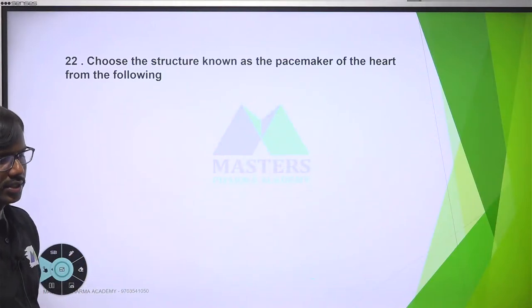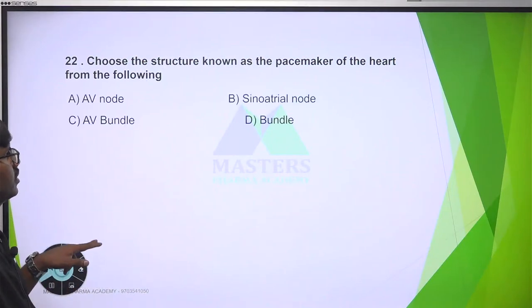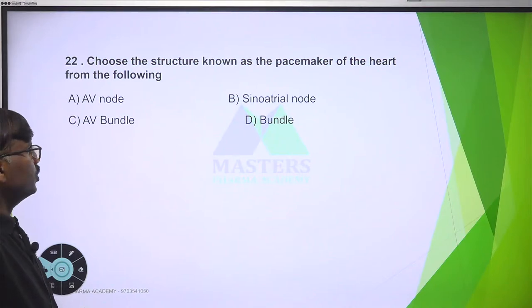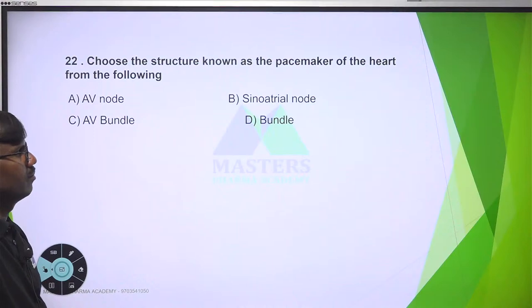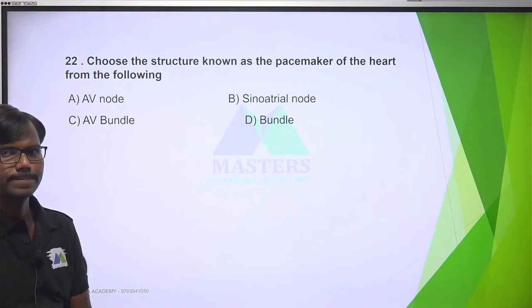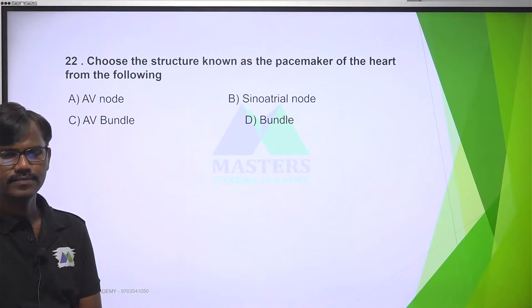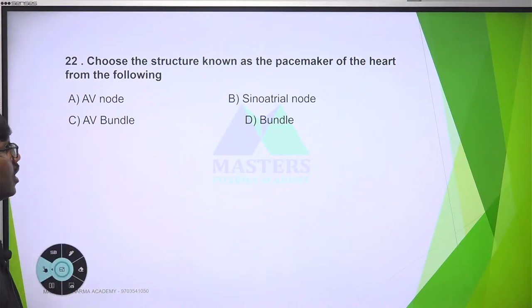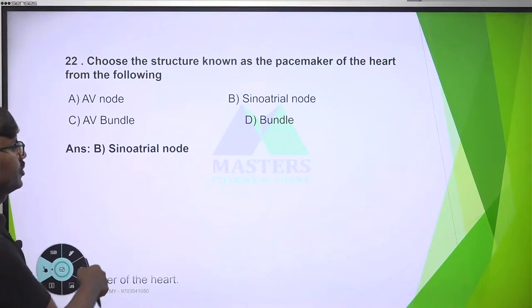Okay, next question. Choose a structure known as the pacemaker of the heart from the following: AV node, SA node, AV bundle, bundle of His. So what is the answer? Okay, the right answer is SA node. Very good.